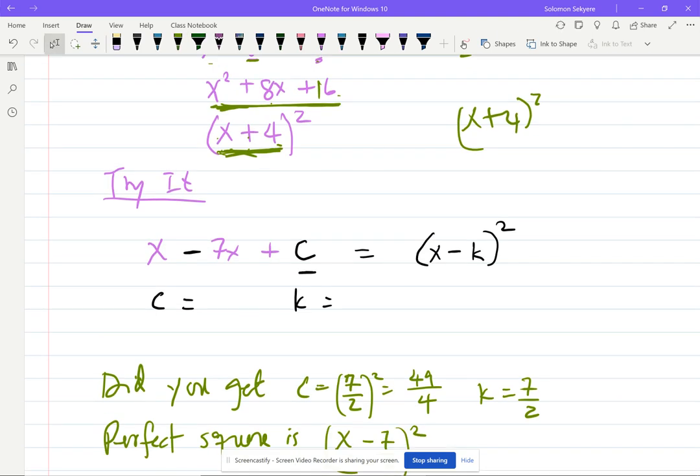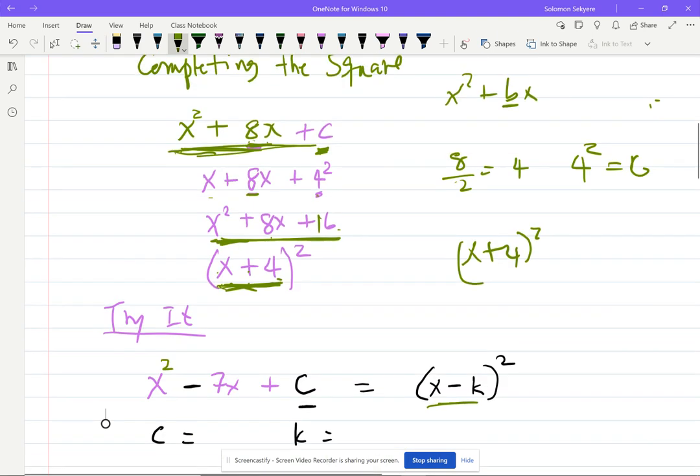So try it. If I give you x² - 7x + c, and I ask, what number do you add to make it a perfect square, and what is the perfect square? Pause the video, review it. Find the value of c and k. Now check your answers right here. If you get it wrong, try it again.